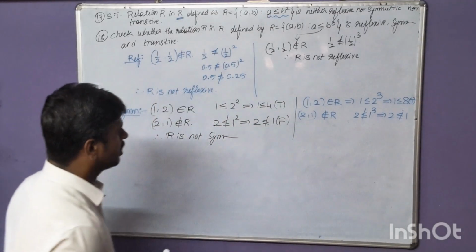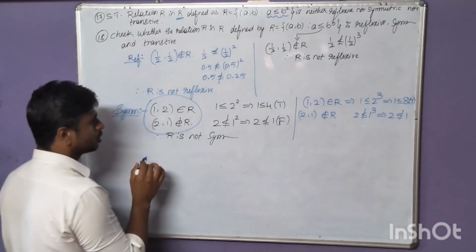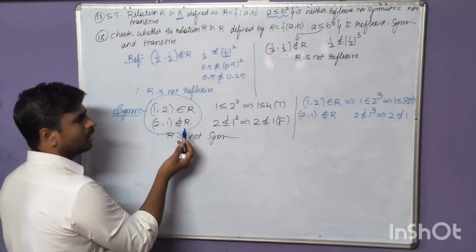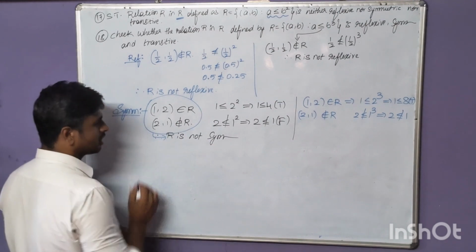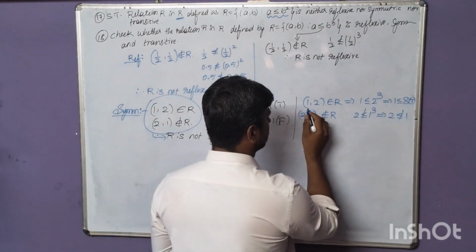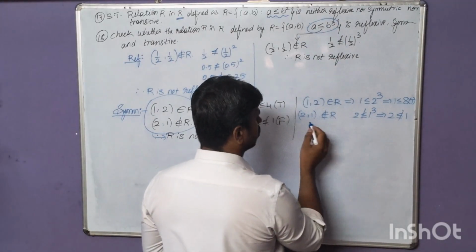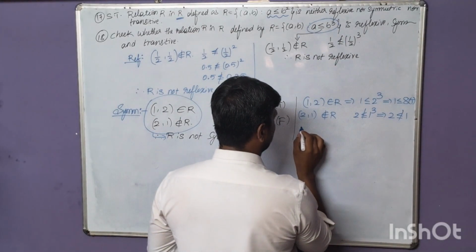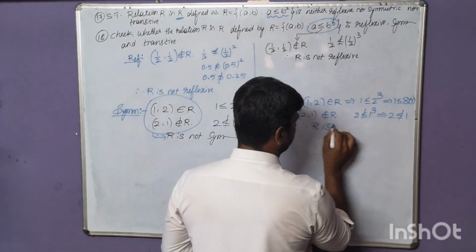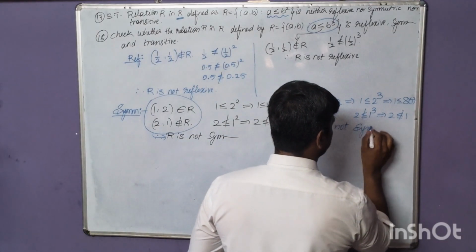When you are writing in your examination, if you write only this much, that is sufficient. (1, 2) belongs to R, but (2, 1) does not belong to R. Therefore, the relation R is not symmetric. Better you write only so much. Even here also we can say the same for A is less than or equal to B cube. (1, 2) belongs to R and (2, 1) does not belong to R. Therefore, R is not symmetric.